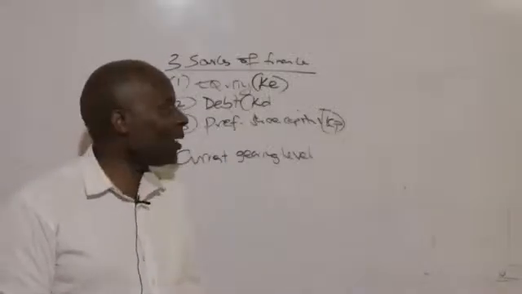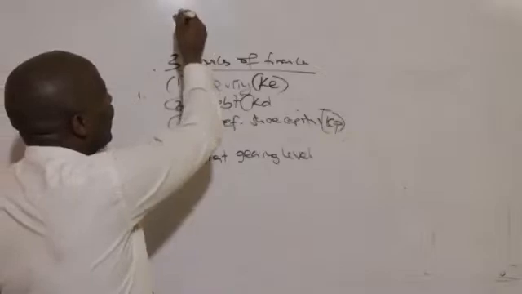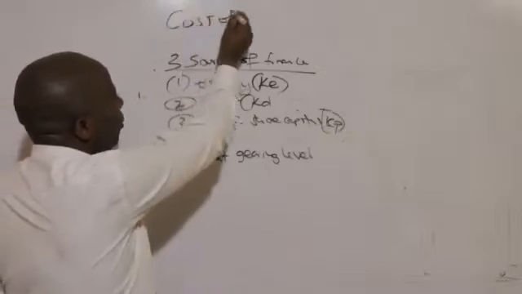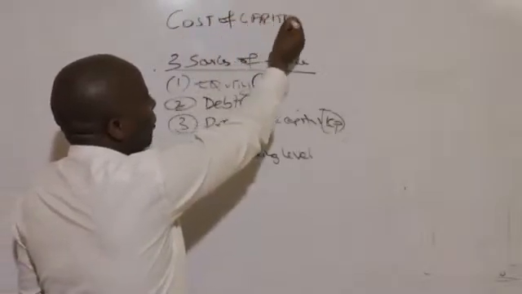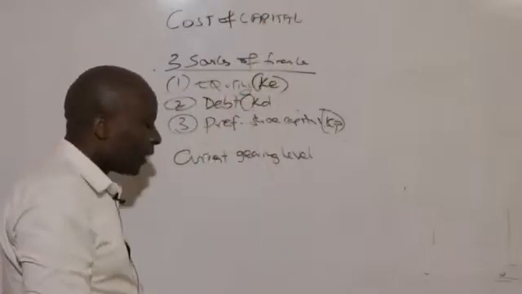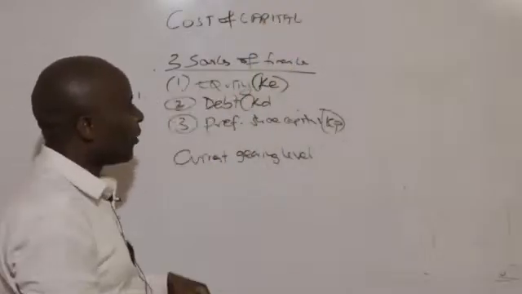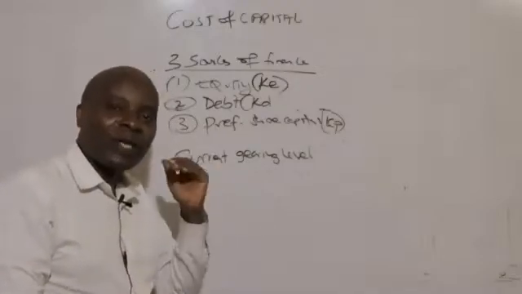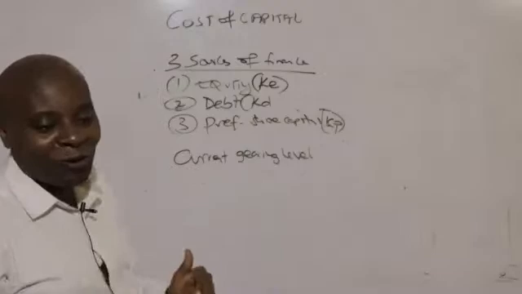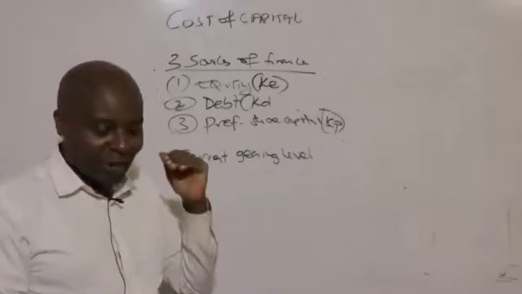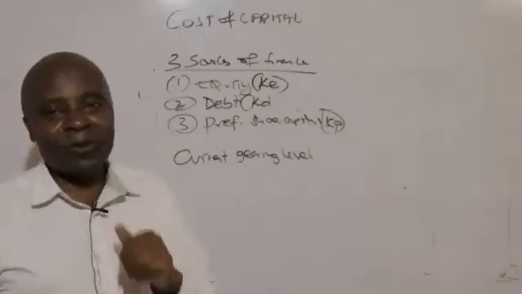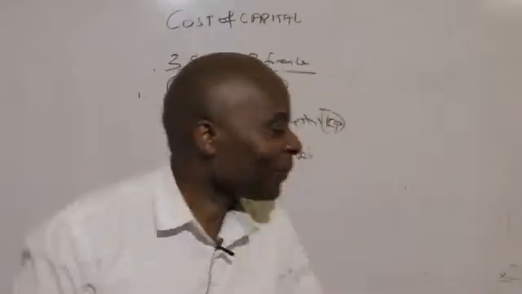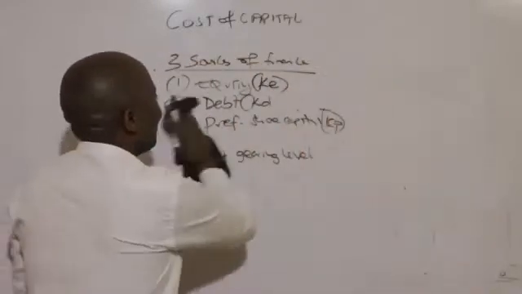So the major topic, I hope you've been able to write it there under financing decisions. We have what we call the cost of capital, where we have said you've got 3 sources of finances. I hope you've taken your notes down. And then this afternoon, I would want us to start by looking at how to compute cost of equity. So mention there cost of equity.